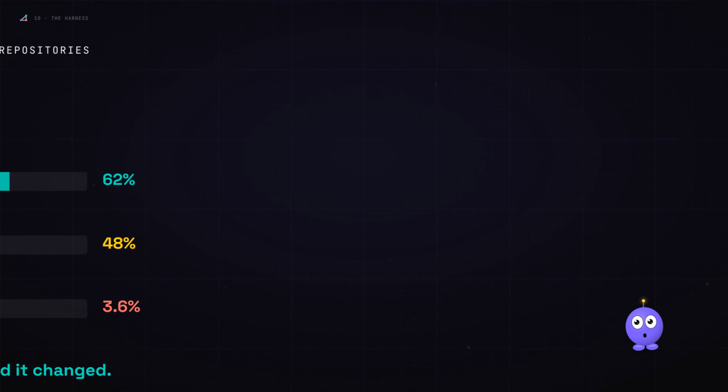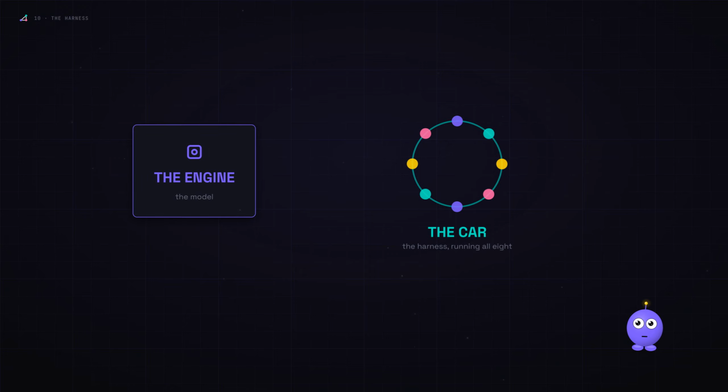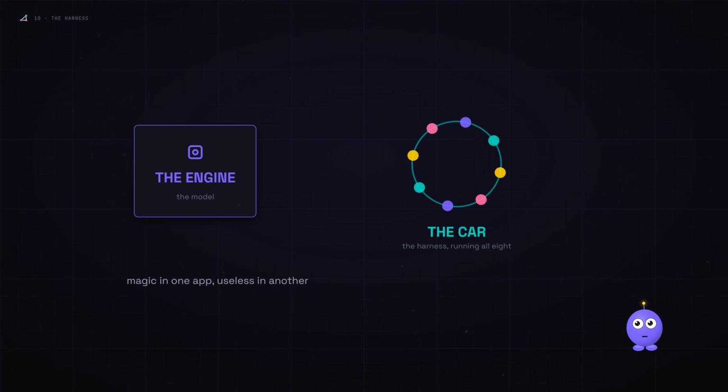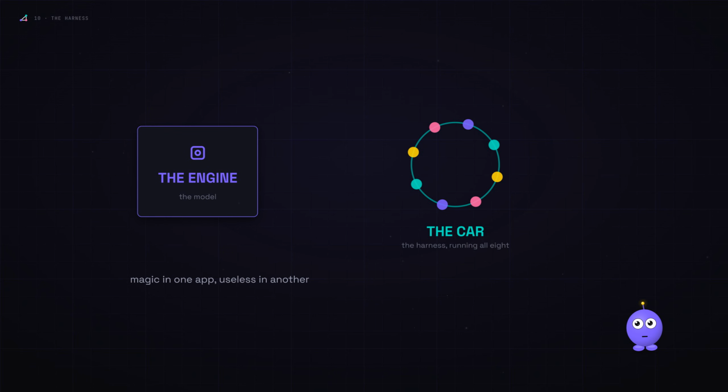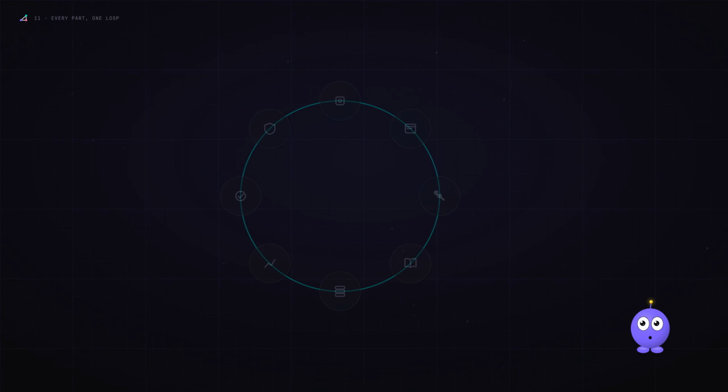That's why the people who build these things keep repeating the same line. The model is the engine. The harness is the car. So when a new model feels like magic in one app and useless in another, you now know exactly where to look.